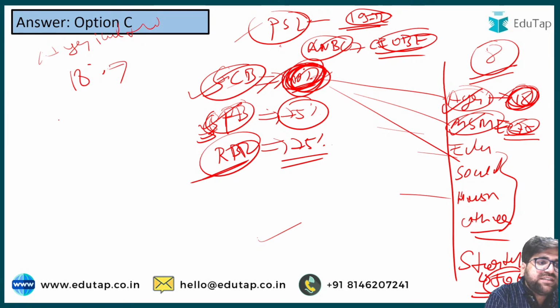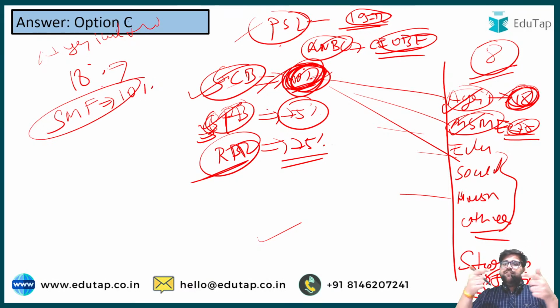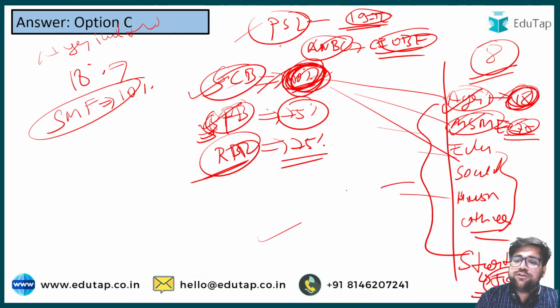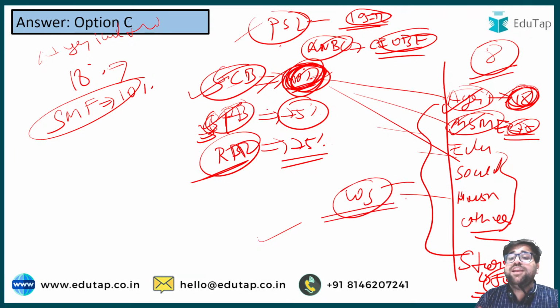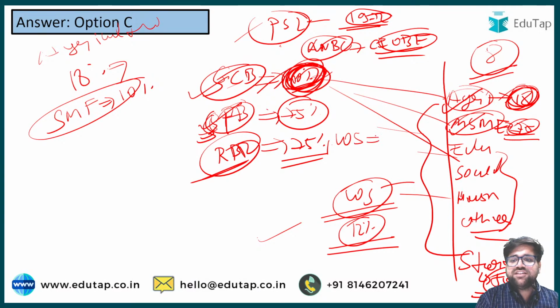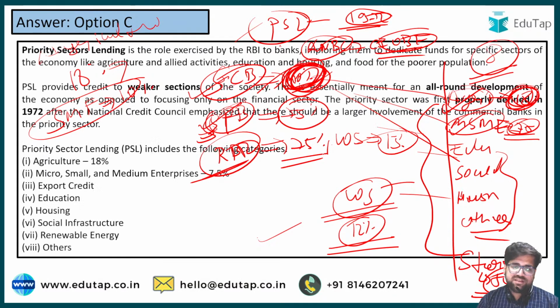Out of this 18%, banks have to give to small and marginal farmers as well, which is 10%. 18% and out of that 10%. So remember, we are going into subcategories now. And out of all this, there is also a component of the weaker section, the economically weaker section. For that, the component is 12% for scheduled commercial banks, but for RRBs, the weaker section is 15%. I know it's very complicated for you now, but if you make notes and listen to this video again and again, then this concept will be very clear.